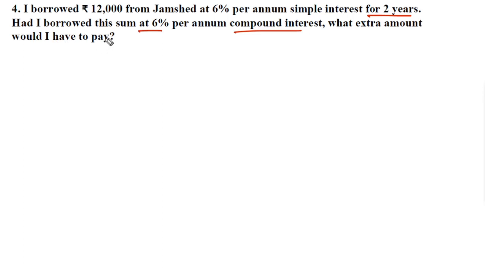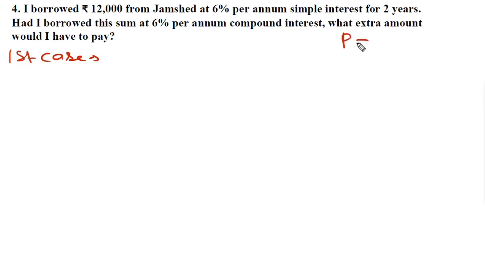So there are two conditions. First condition, there is simple interest. In the second condition, if I had borrowed this sum at 6% per annum compound interest, what is the extra amount that I would have to pay? So here also same type, two cases. First case, first of all, we will write here the data given.